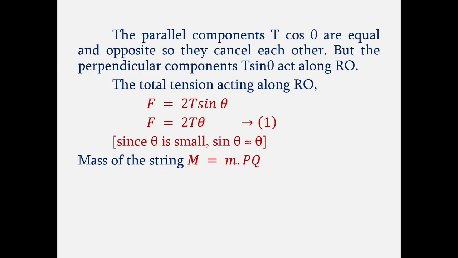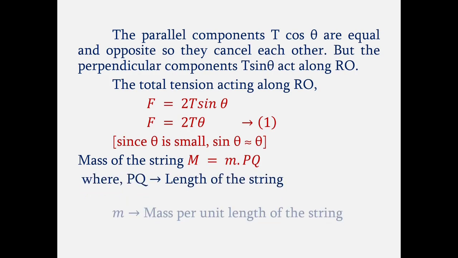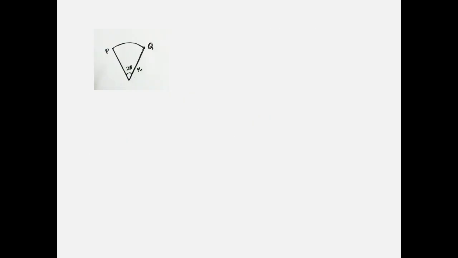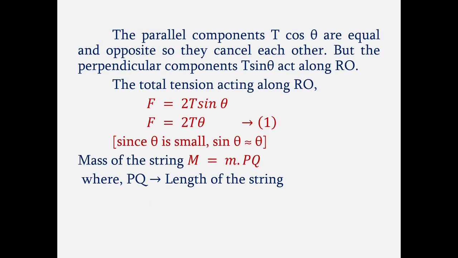Then let us find the mass of the string. The mass of the string is capital M, which is equal to small m into PQ. Small m is nothing but the mass per unit length of the string, and PQ is the length of the string. So to know the mass of the string, we need to know the length of the string PQ.